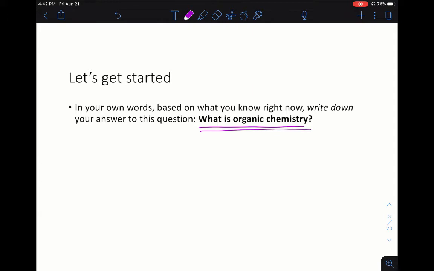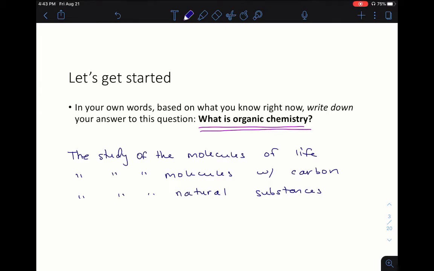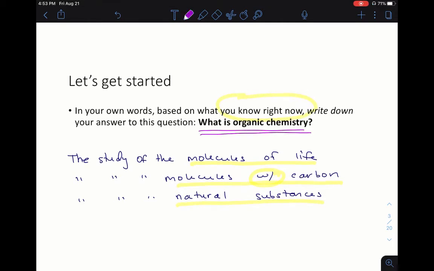If you're still working, make sure that you really do this. You write down your answer to this question. The common answers that I usually hear from students is that organic chemistry is the study of the molecules of life, molecules with carbon, or natural substances. Whatever you wrote down, it's perfectly fine because I asked what you know. I didn't ask the right answer. What we can certainly say, however, is that organic chemistry will be the study of organic compounds.